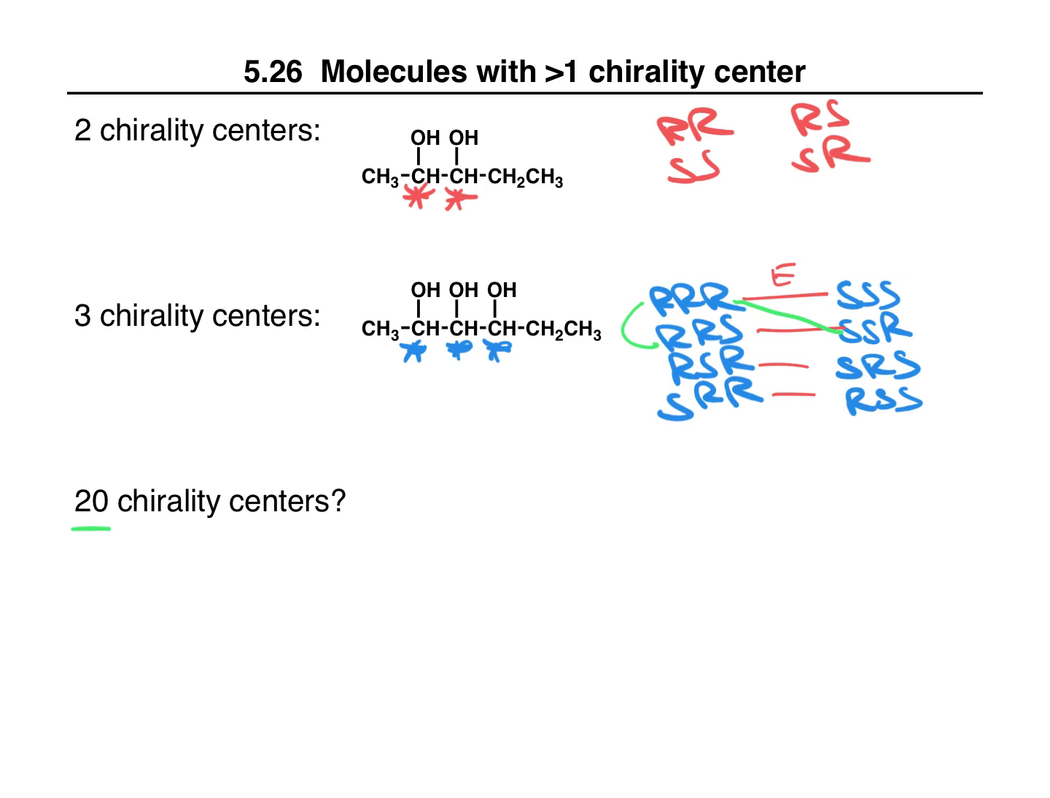Okay, third example. What if we have 20 chirality centers? Well, let's do the same thing. We could have R, R, R, R, R, R. We don't really want to do this, do we? That would be ridiculous. Too many combinations.